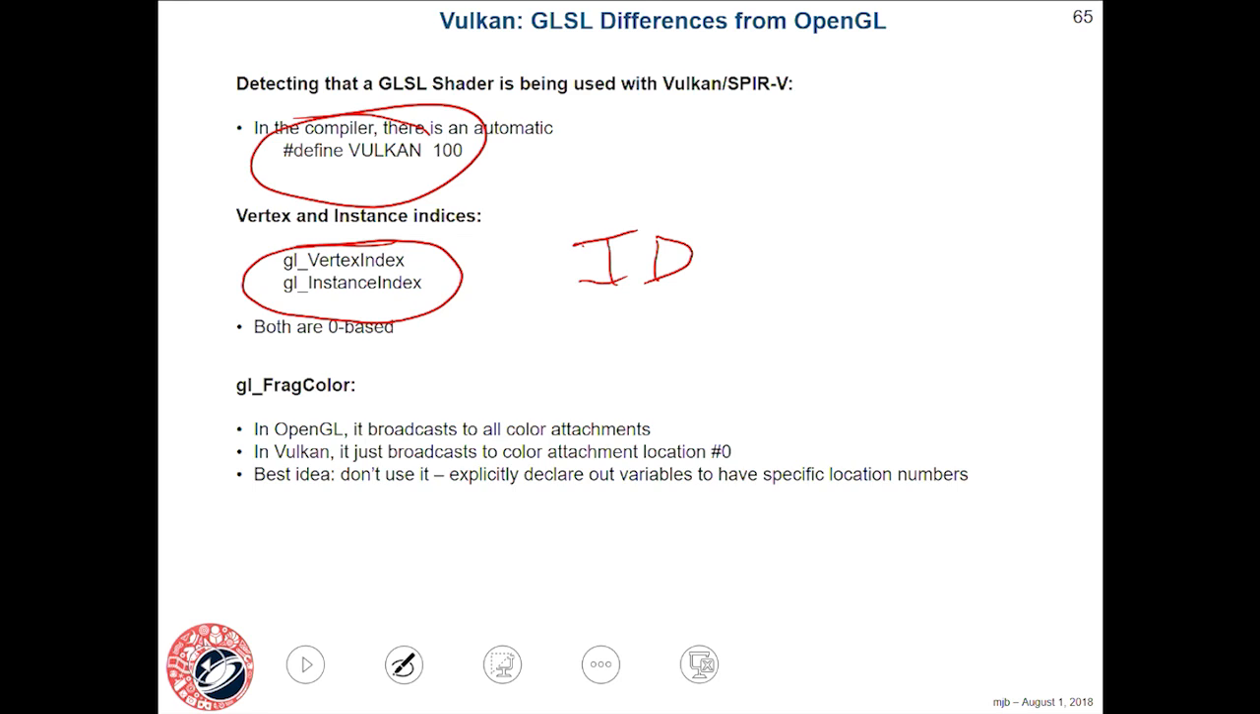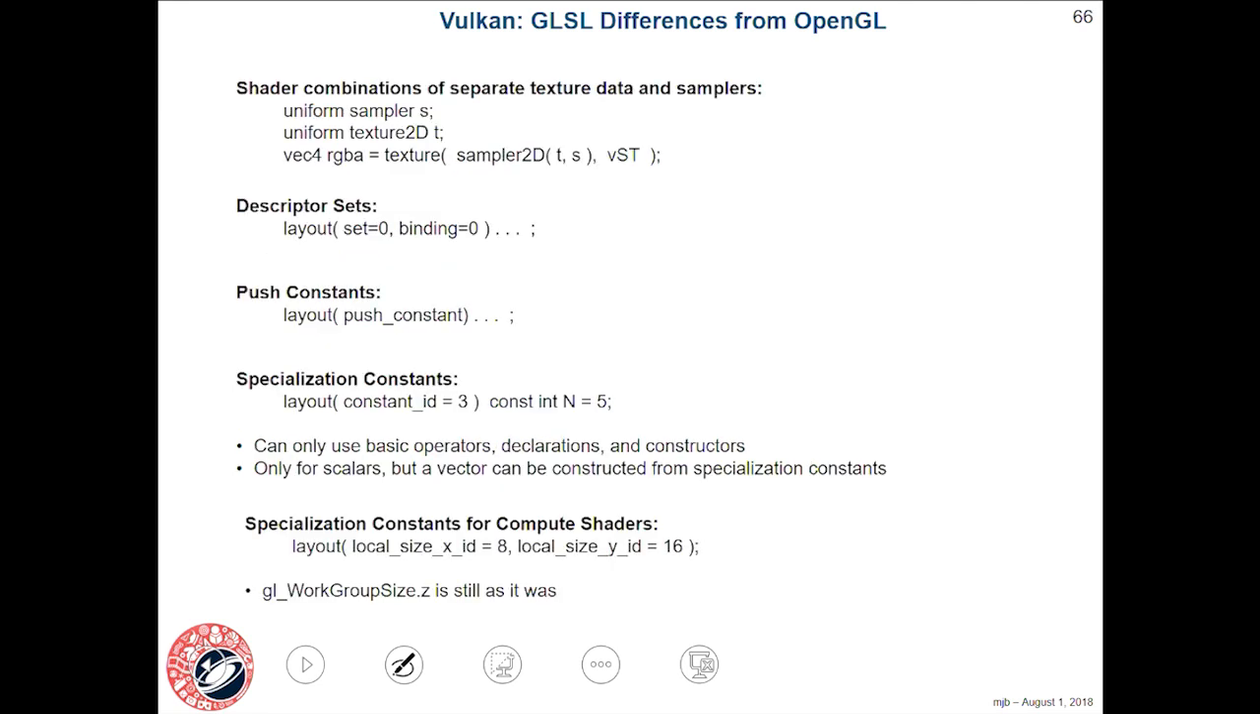It broadcasts it just to location 0. I'd say don't use it. If you love GL frag color, do it for your OpenGL shaders. Take advantage of that pound-defined Vulkan, but I'd say don't use it because it behaves differently in OpenGL than it does in Vulkan. Other differences.